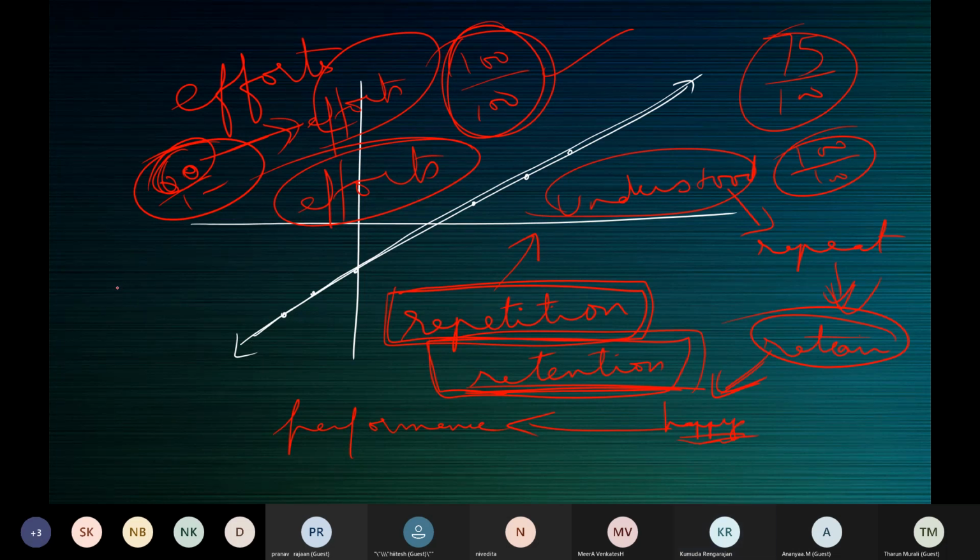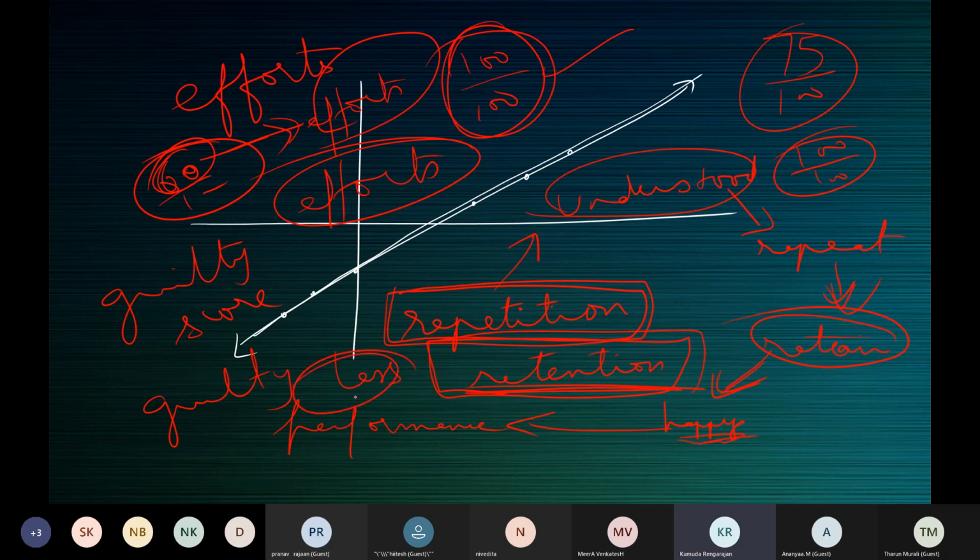So you should not be guilty about your score. You must be guilty about your efforts. If you've taken less effort, then more guilt. If you say, I took very less efforts to prepare for the exam, then you should feel more guilty. Why should you feel guilty? So that next time you correct yourself.